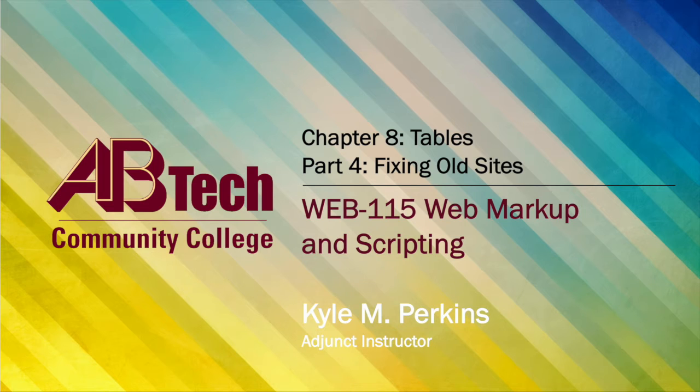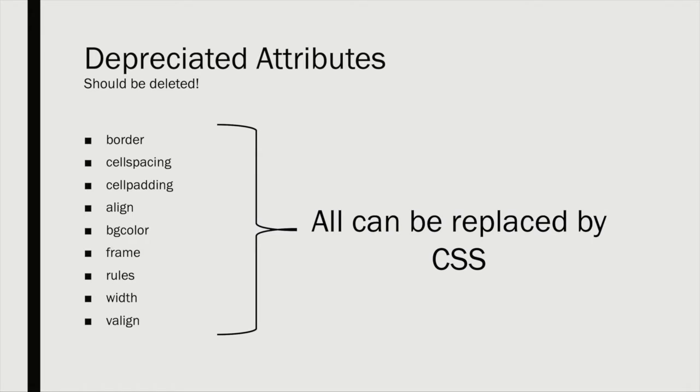Welcome to the last video of Chapter 8. In this video we're talking about fixing old sites. The first thing you should do whenever fixing an old site is remove deprecated attributes. All of these attributes can be replaced by CSS, and yes, that includes the border attributes.